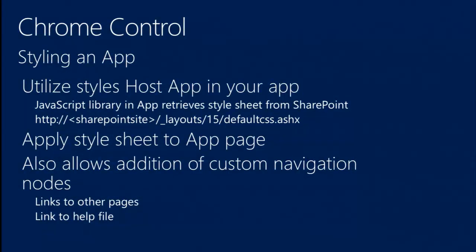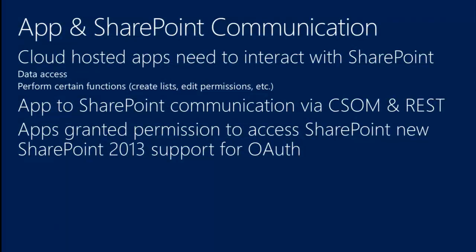So we talked about the Chrome Control, but here's the call out to the Chrome Control. This is how it works. We've got a JavaScript library that has a style sheet in it, and we retrieve that from the SharePoint site. When you call your application, it calls into that JavaScript library, pulls the current styles and current Chrome Control, and injects it into the div tag in your application. That's how we make that hook work. You can also use scripts to put in your own settings and custom nav inside that Chrome Control as well.